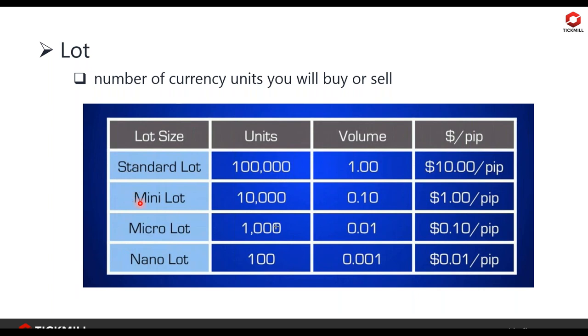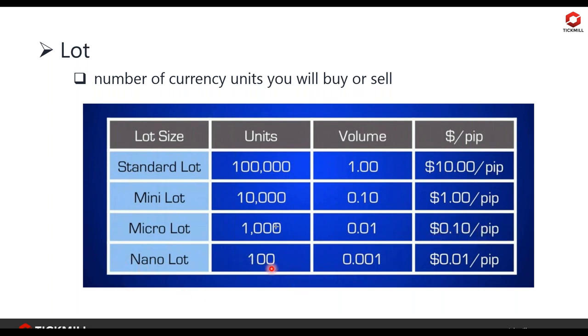But let's say you're just trading mini lot, that's 10,000 units. Ang ilalagay mo sa platform is not 1.00 but 0.10. The dollar value will be $1 per pip movement. And for micro lot, that's 1,000 units. The volume is 0.01 and the dollar value is 0.10 cents per pip movement.